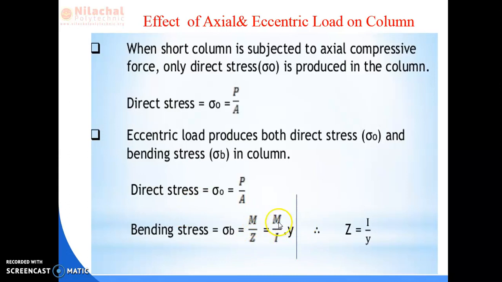So we have M by I into Y is equal to M by Z is equal to sigma B, where Z is known as I by Y, where I is the moment of inertia of the column along the longitudinal axis, and Y is the distance of the outer fiber from the longitudinal axis of the column.